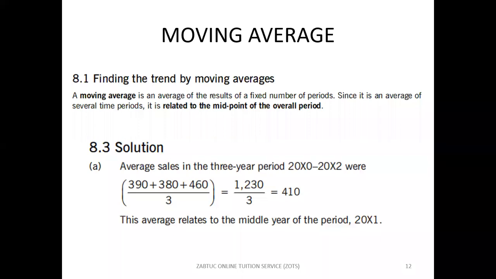Okay, and this is exactly what we have done. If we look at what we have here, that's exactly what we did, isn't it? So a moving average is an average of the results of a fixed number of periods. Since it is an average of several time periods, it is related to the middle point of the overall period. So once you add them up, you place the value at the middle of those values.